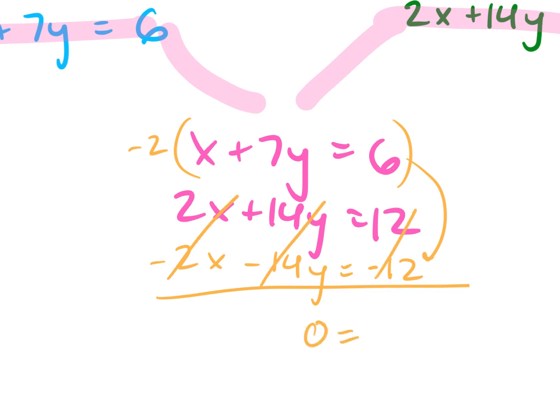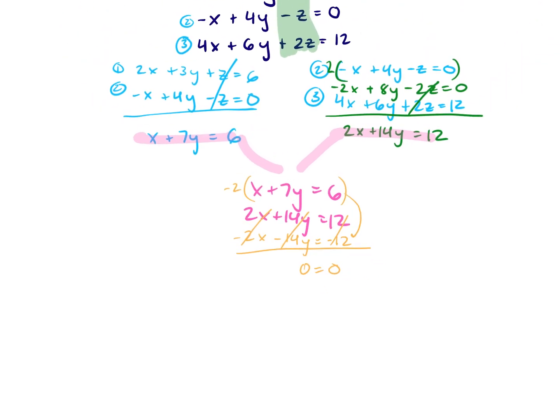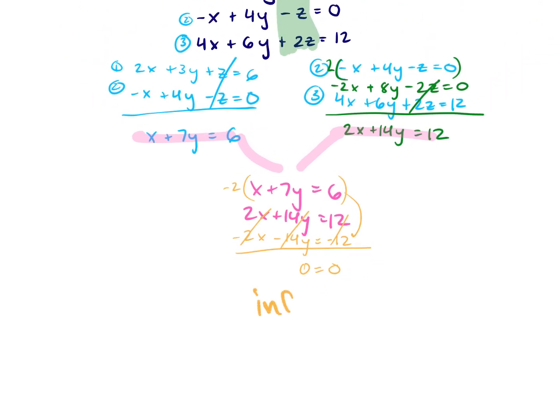So if we get 0 equals 0, what would our answer be? Infinitely many solutions. If we had like 0 equals 4, what would our answer be? No solution. But what if we had x equals 0? Then x equals 0, that's fine. X can equal 0. One of your variables can equal 0. But if you get 0 equals 0 and everything cancels, it would be infinitely many solutions.